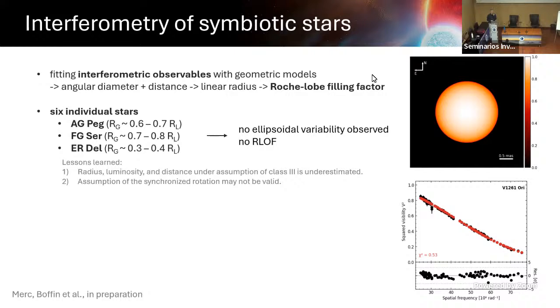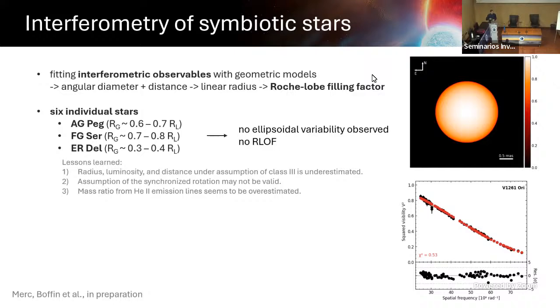It also seems that the assumption of synchronized rotation might not be valid. So you cannot obtain your radius assuming that the rotation of the giant is synchronized with the orbital period, because it might not always be.